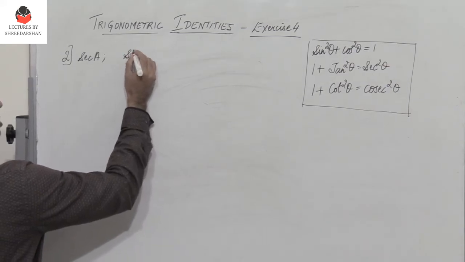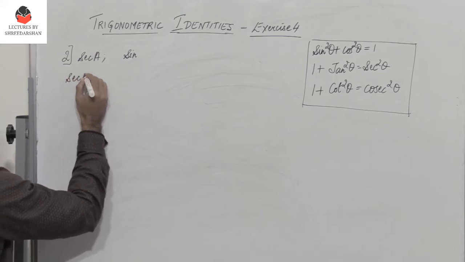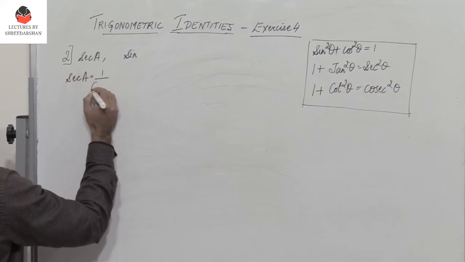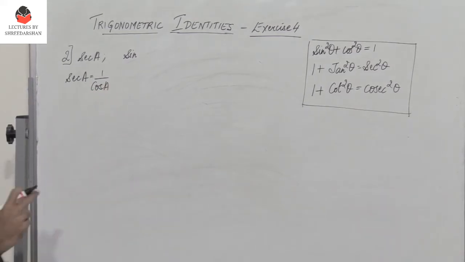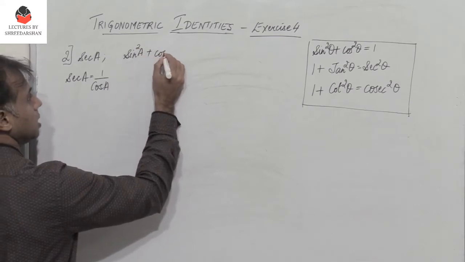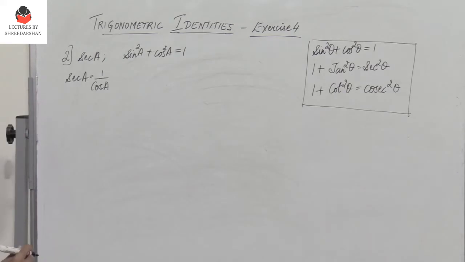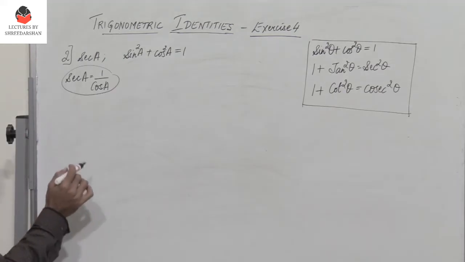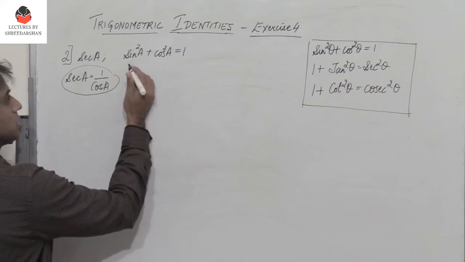So now I need to represent sine A in terms of secant A. So we know that secant A is nothing but reciprocal of cos A. Right? So I have this expression sine square A plus cos square A equals 1. I have the first expression there. So we know that secant A is 1 by cos A. So I have this expression here.